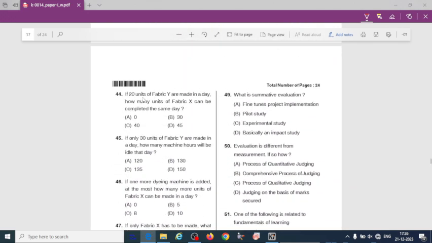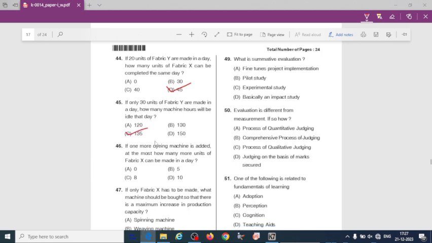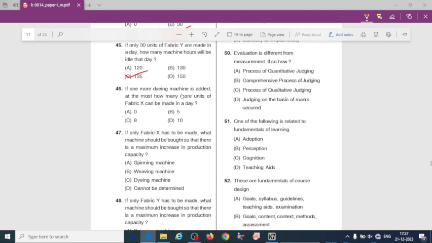And then if 20 units of fabric Y are made in a day, how many units of fabric X can be completed the same day? 44. Option D. If only 30 units of fabric Y are made in a day, how many machine hours will be idle that day? 45. Option C. If one more dyeing machine is added at the most, how many more units of fabric X can be made in a day?